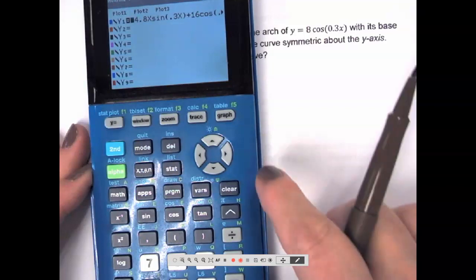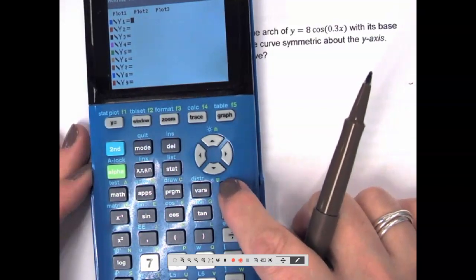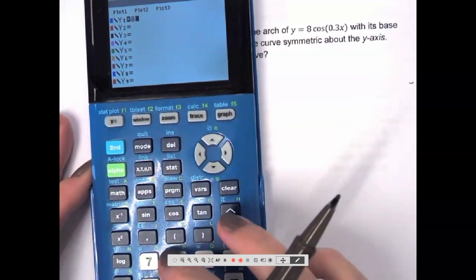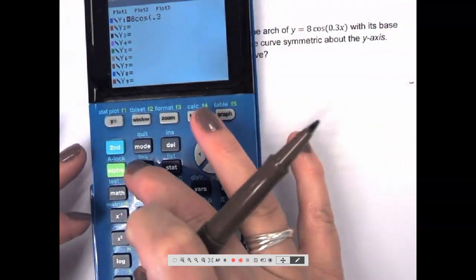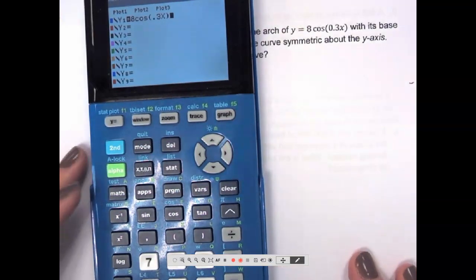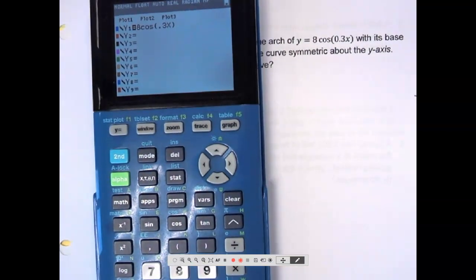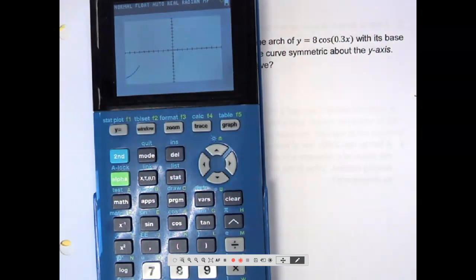All right. Let's type this in because I don't know what this looks like. I just threw out numbers. Let's see if it works. 8 cosine 0.3x. Okay, so we know what cosine looks like. What does 8 do to the graph? Amplitude. And what does 0.3 do? Changes the frequency, and we will see that it will stretch it out.